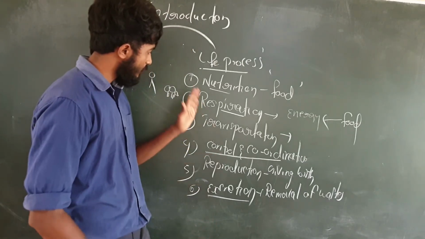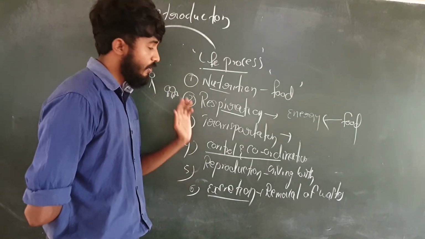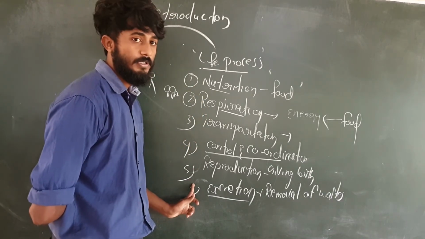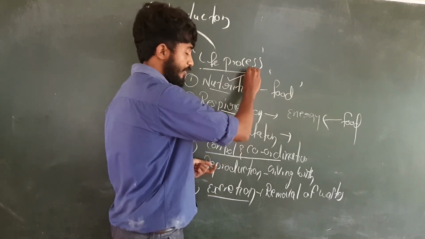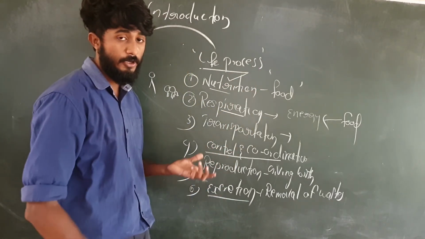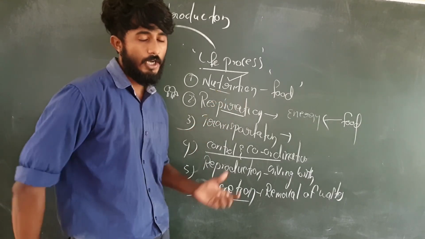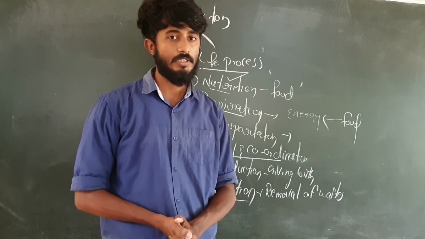I think you have a clear idea about all these life processes, but we need not discuss all of them in this chapter. We need to study only nutrition, not in animals, but nutrition in plants, in this chapter. Clear, students? That we will see in the next class onwards. Thank you.